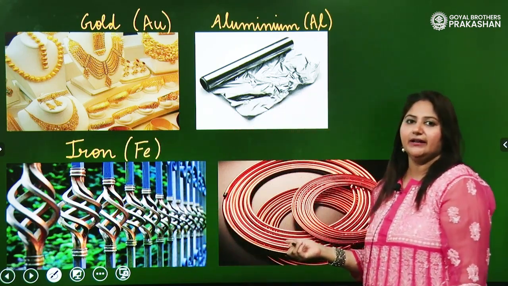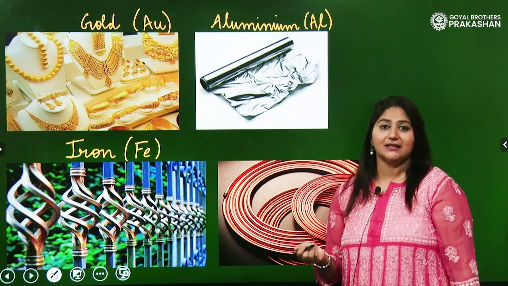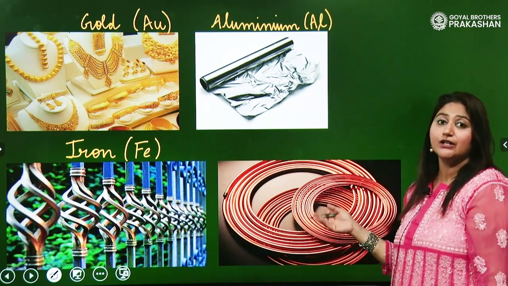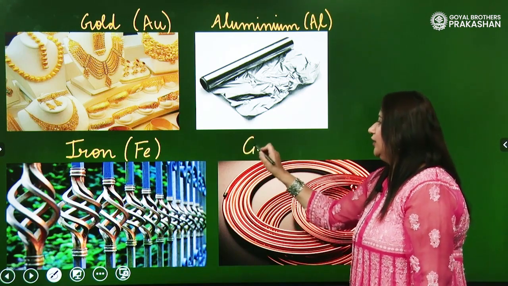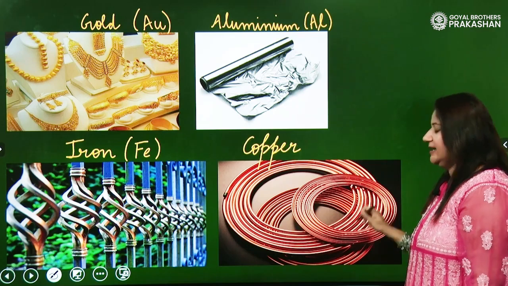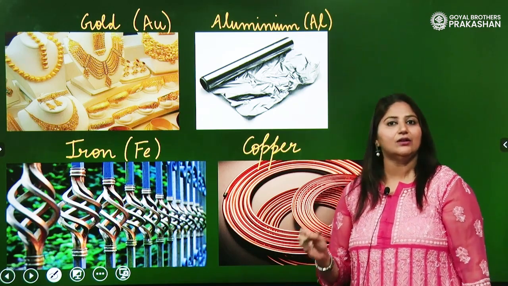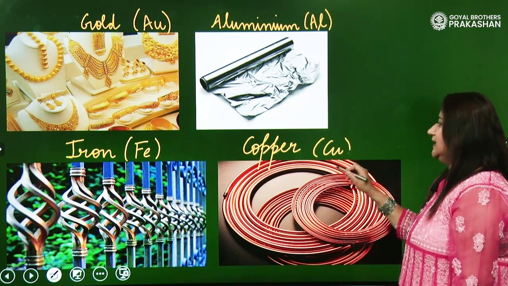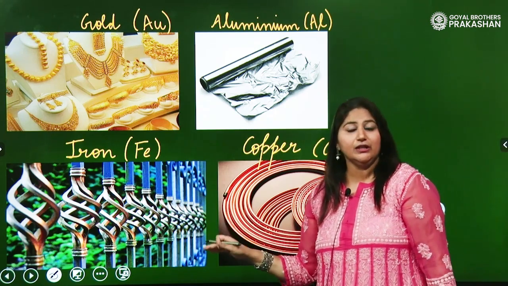Now what about wire? Have you seen wire in your house? I'm sure you have seen wires in your house. And these wires are usually made up of copper or aluminium. So as you can see the color here, the color is reddish brown. So definitely it's a copper wire. And what is the symbol of copper? It is Cu. So why am I showing you these images?